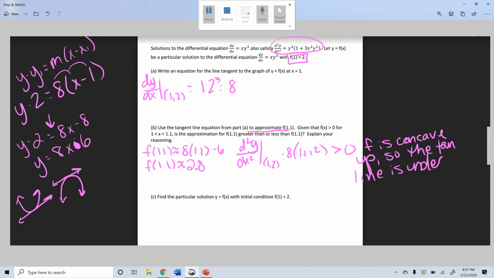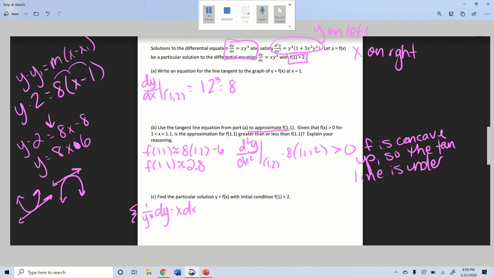Then part C, we want to find the particular solution with the given initial condition. So when we're solving a differential equation, we look at our dy dx. We need to separate our variables, which means we want all the y's on the left, and we want the x's on the right. So that means we're going to divide by y cubed, and then we're going to multiply by dx.